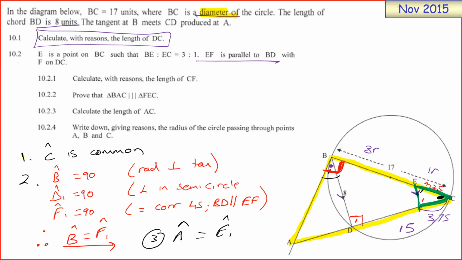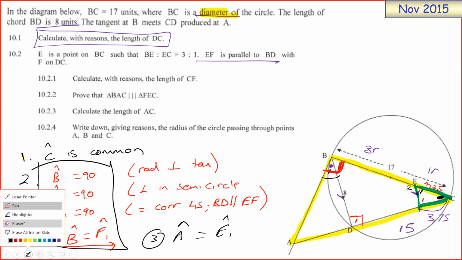Yes, sir. E1. All right, I put a 1 there. You're allowed to put labels on your diagrams, 1 and 2. And therefore, it is similar. Angle, angle, angle. That was a good question. Don't you think so? You had to do some work for that number 2. It didn't come easy, am I right? Yes, sir. Definitely. All right, let's get to the next question.